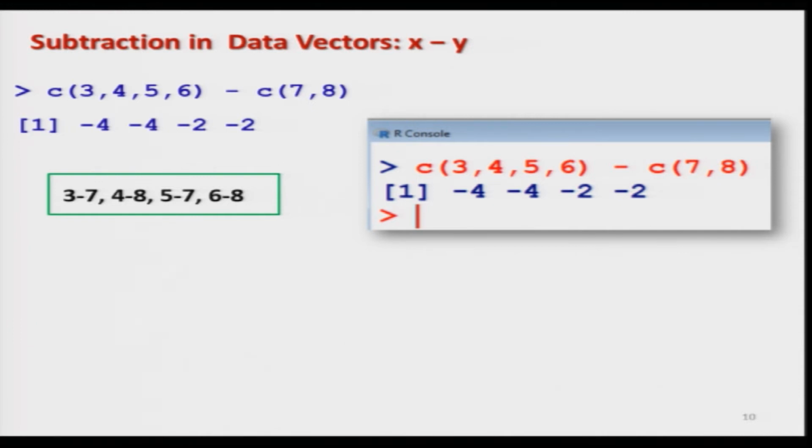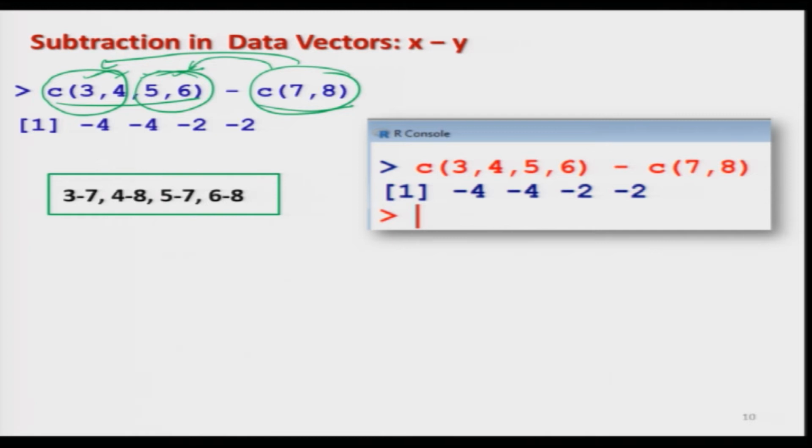The same thing will happen if you operate on two data vectors which are not of the exact same length. In the first case, data vector 1 has 4 elements, 3, 4, 5 and 6, and the second data vector has only 2 elements, 7 and 8, and the number of elements in the second data vector, 2, is an exact multiple of the total number of elements in data vector 1, which is 4. So now the same thing will happen: this 7 and 8 will be transported to data vector 1 and operated on the first two elements, and then it will be transported again and operated on the remaining elements of data vector 1.